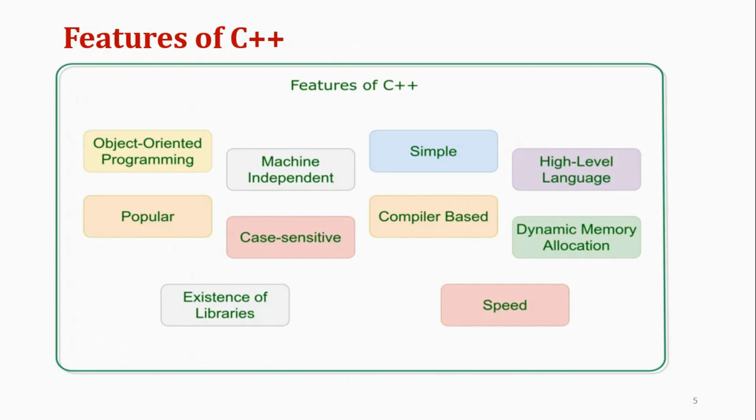And you can check out some of the important features of C++. As I already told you, it is object oriented, machine independent, simple, a high level language. Of course, C is a high level language, C++ is also a high level language, compiler based. It supports dynamic memory allocation, and is case sensitive, like C. It is very popular like C, and has existing libraries. Some libraries are already available in C, so those can be retained in C++ too. And speed. So these are some important features of C++. Let us see them one by one.